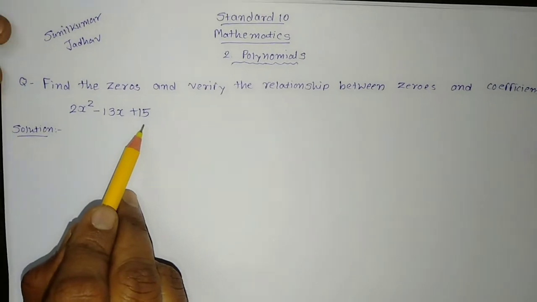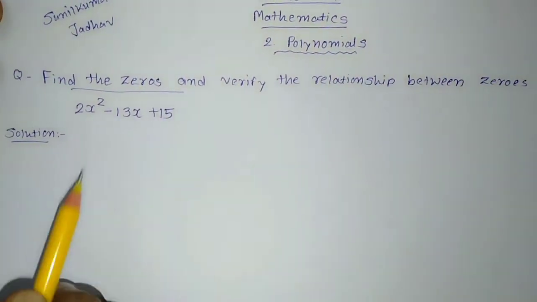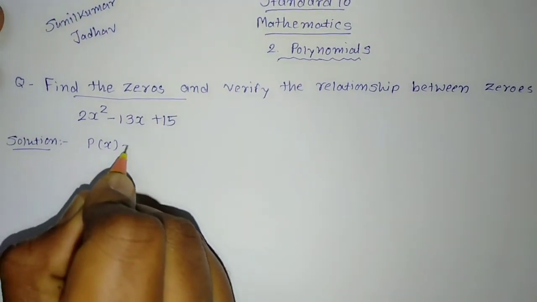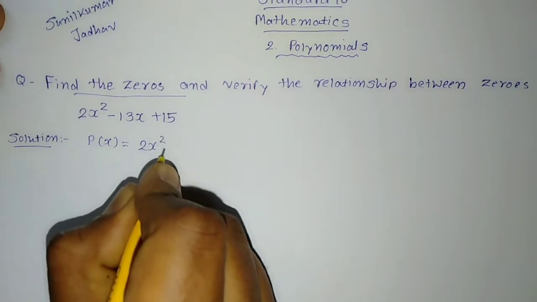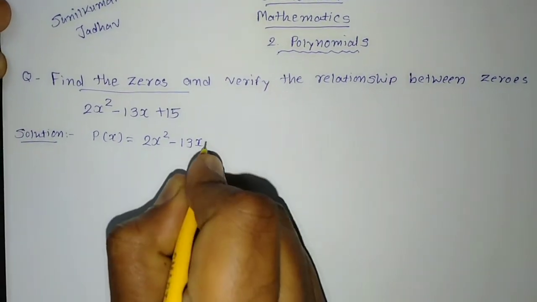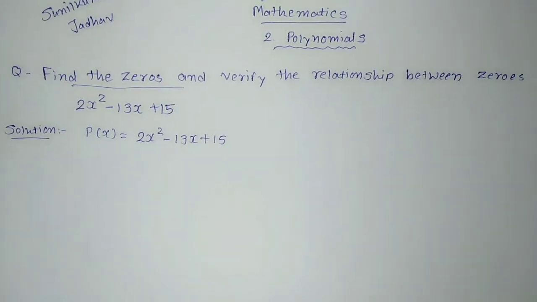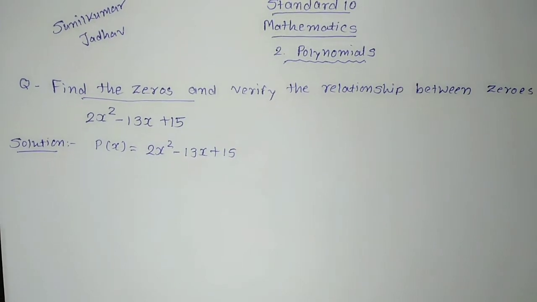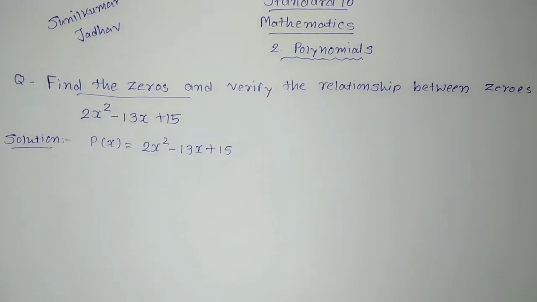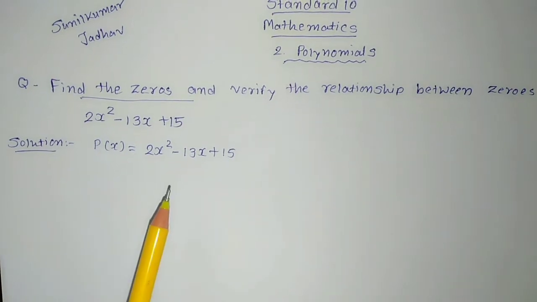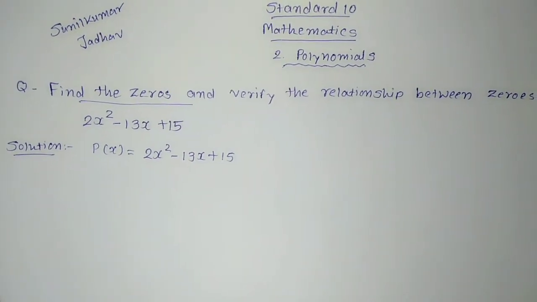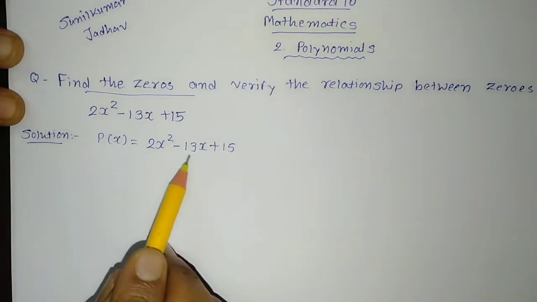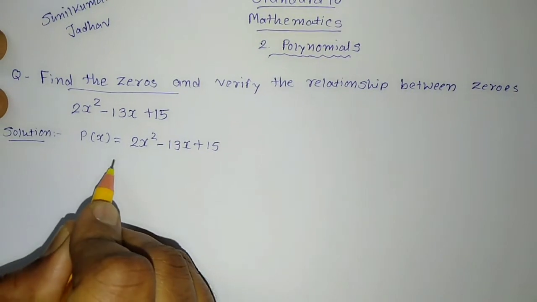So let us begin. First of all, we will try to find out the zeros for this polynomial. The polynomial, I will write it, that is p(x) is given 2x square minus 13x plus 15. We want to find out the zeros. For finding out the zeros, first of all, we'll try to find out the factors of the given polynomial. And then we know that p of x will be considered as 0, so we'll find out the value of x, and that would be the zeros of the polynomial. So let us begin. That 2x square minus 13x plus 15, let us factorize it.